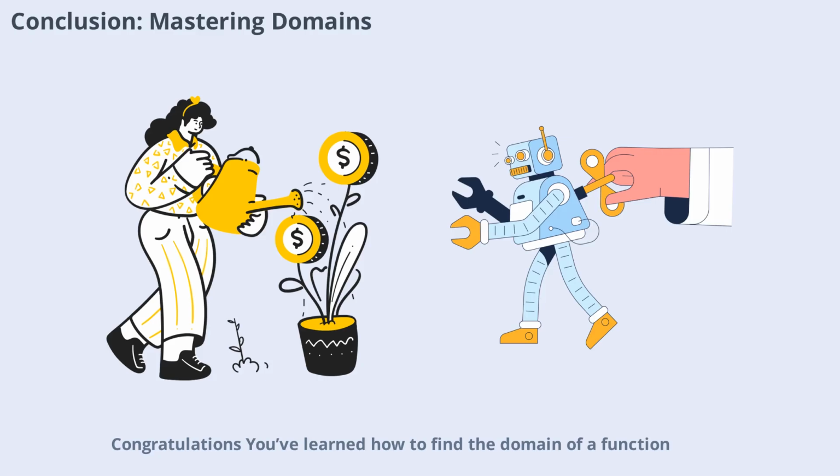Congratulations! You've learned how to find the domain of a function, handle fractions and square roots, and combine restrictions. Remember to always check for division by 0 and negative roots. With continued practice, you'll master this essential math skill and be ready for more advanced topics.